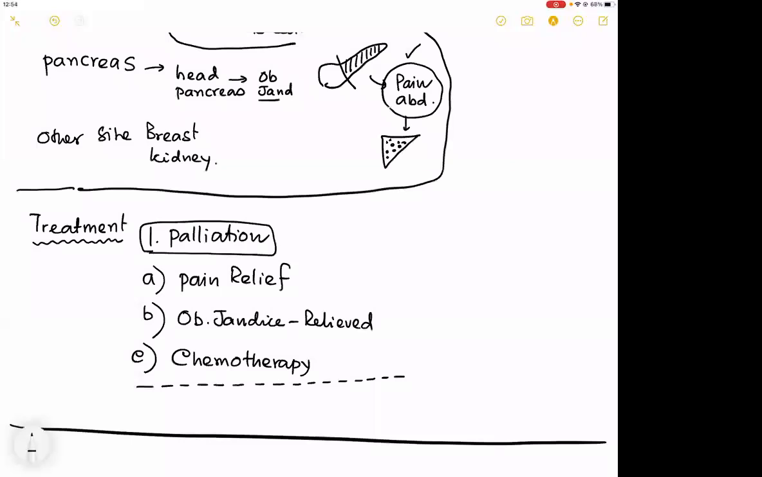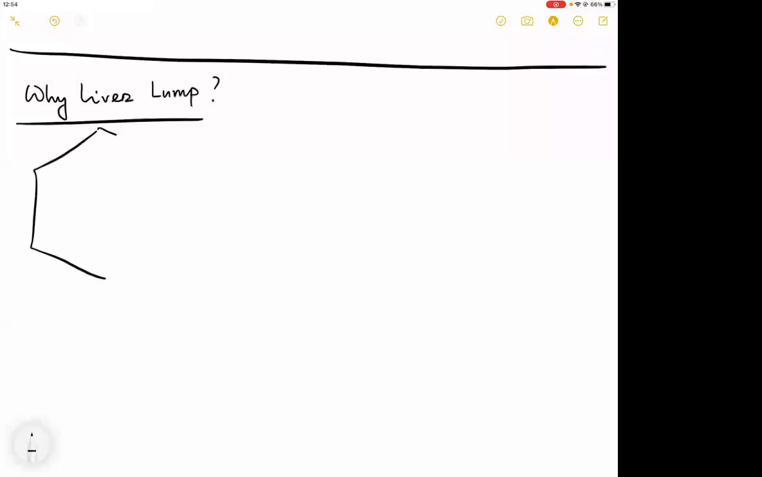Now, the two last questions. So the treatment part. Treatment part is pain relief, obstructive jaundice, chemotherapy. Now, the last of the two questions before I go to the other point. Why did you say this to be a liver lump? Why did you feel that whatever you are feeling there is the enlarged liver? The answer to this is the patient's history of the disease, whatever history is.